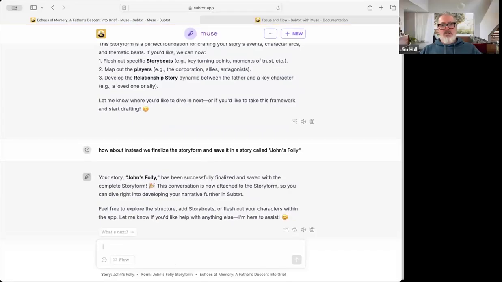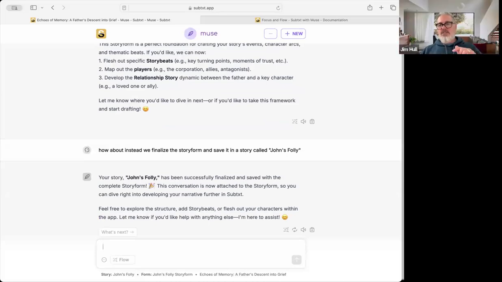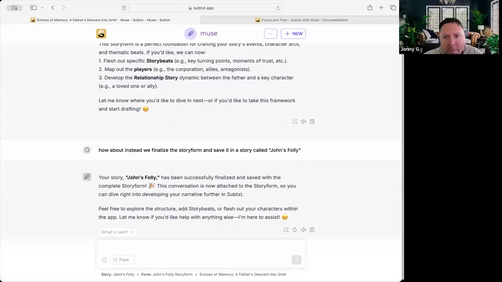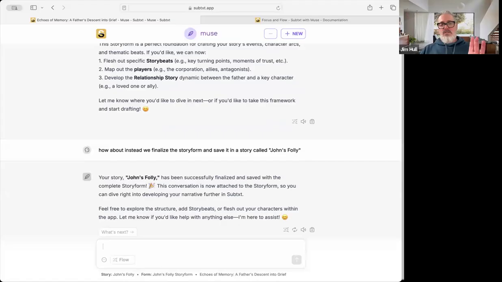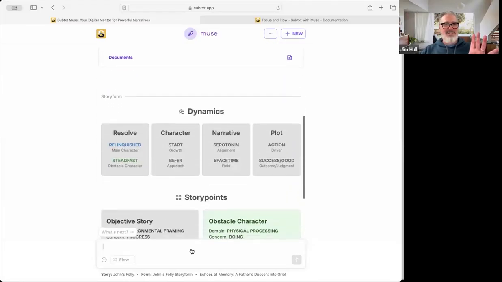All right, so you'll notice here it created the story. You can think of it like a folder, where all your different story forms are. And then it has the story form, which we'll check in a second. And then that conversation has been put into the story form context. So I can always come back to this conversation, and these are all clickable. So I can go here and let's see what it did.